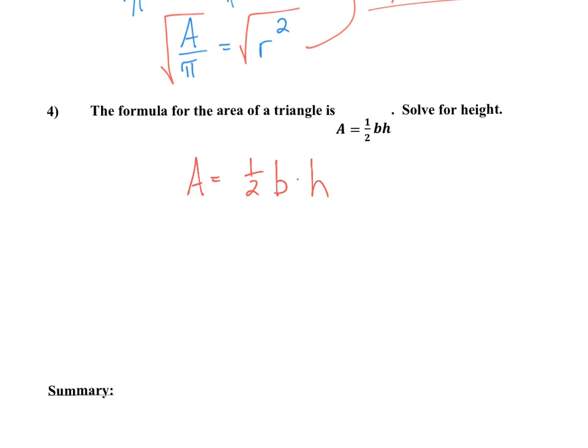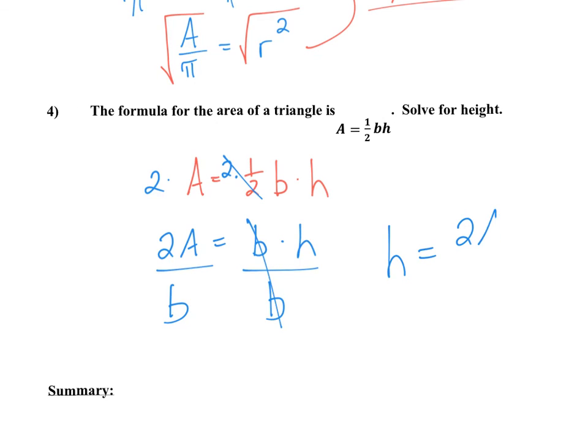So to get rid of the 1 divided by 2, we can times 2 on both sides to get 2A equals 1/2 times 2 is 1. So this just becomes b times h. Right? And then to get rid of the times b, we divide by b. So it'll be h equals 2A divided by b. So the height is 2 times area divided by the base. And that's all we got for today.